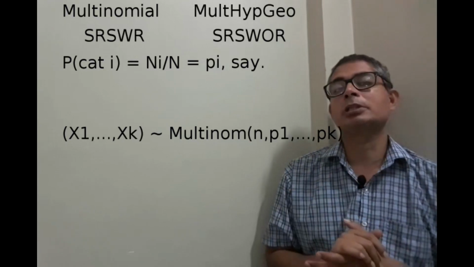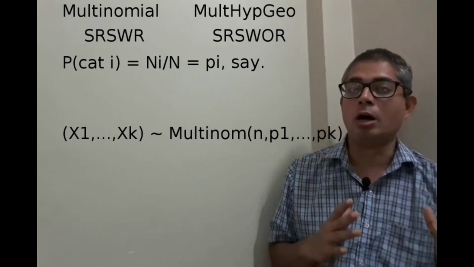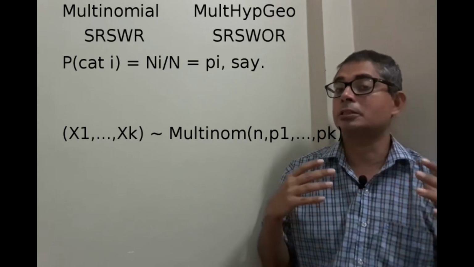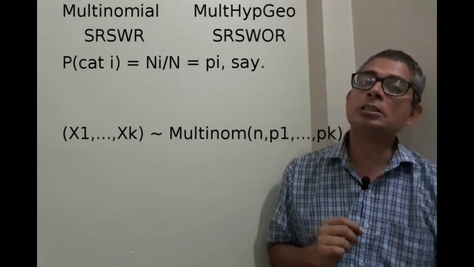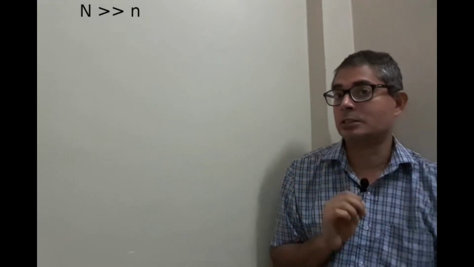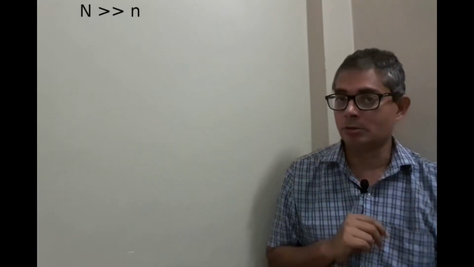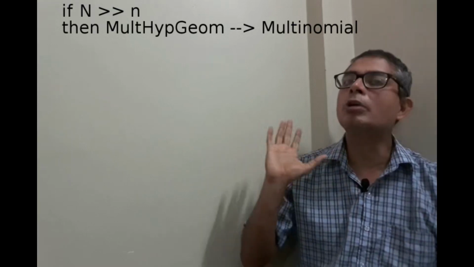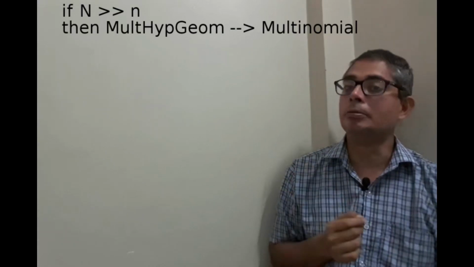The main difference with the multivariate hypergeometric is that in SRSWOR, the remaining population changes with each draw, but for SRSWR, it does not. Now, if the population size capital N is much larger than the sample size little n, then the population hardly changes due to drawing the sample, and so the multivariate hypergeometric is well approximated by, or approaches, the multinomial distribution in the limit.